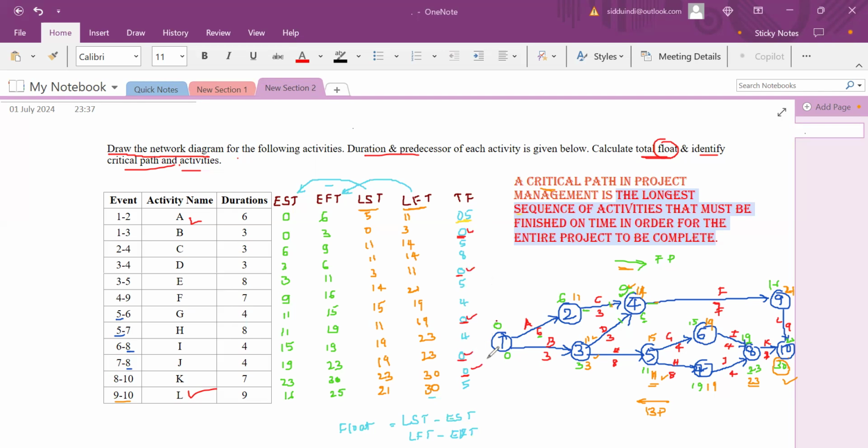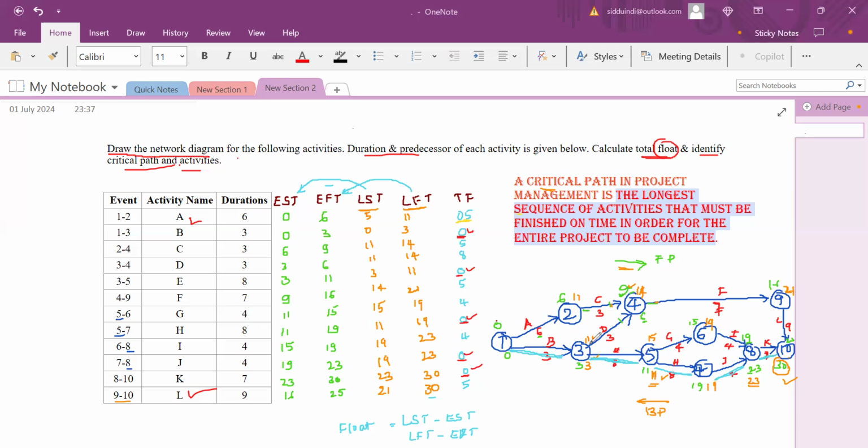For this particular sequence we have to move our project. Now see here, the first path is 1 to 3. 1 to 3 means from here to here. Next is 3 to 5. Next path is 5 to 7. Next here it is 7 to 8. And next is 8 to 10.